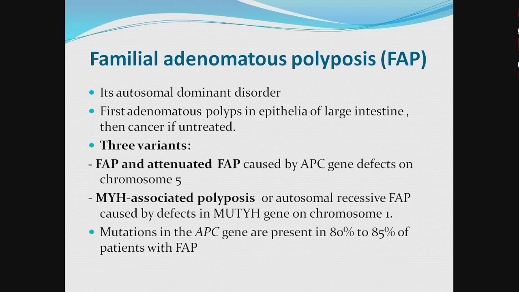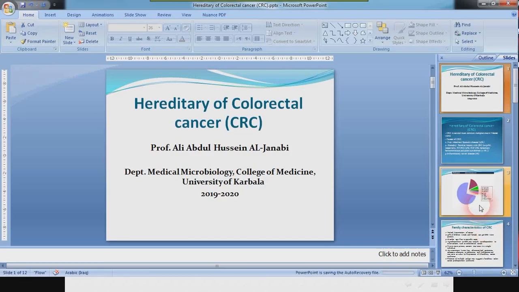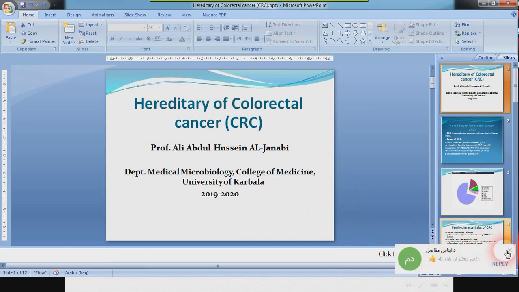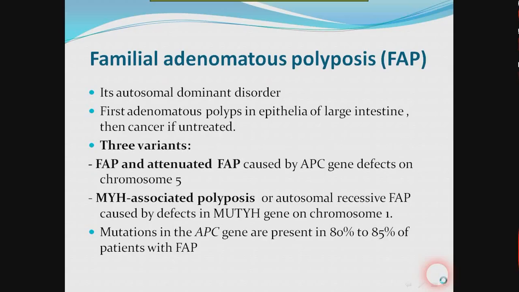There are three variants of familial adenomatous polyposis, or FAP. Variant number 1 is FAP, variant number 2 is attenuated FAP, caused by APC gene defect on chromosome 5.